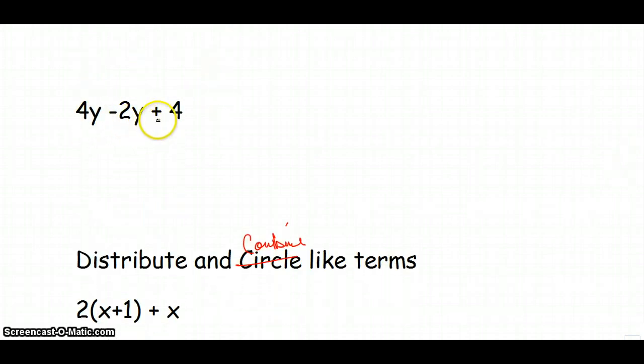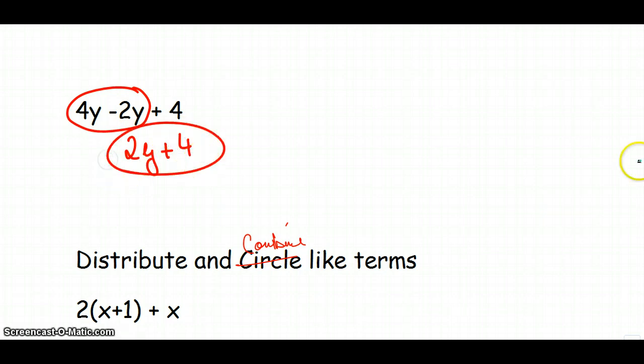4y minus 2y plus 4. My like terms are 4y minus 2y. So I'm going to have 2y plus 4.